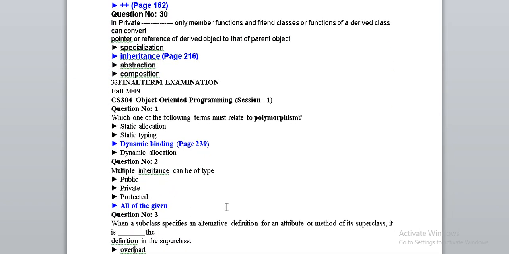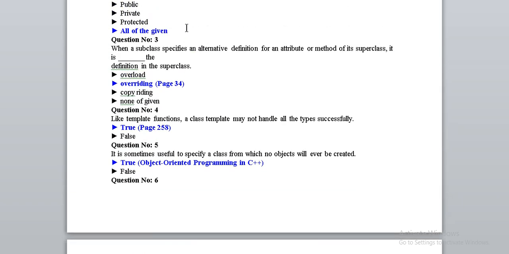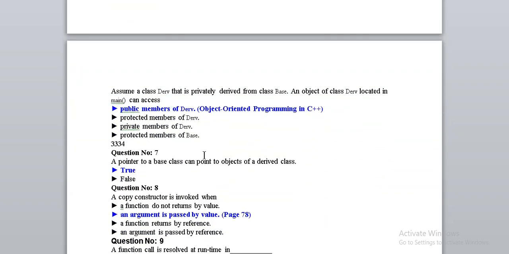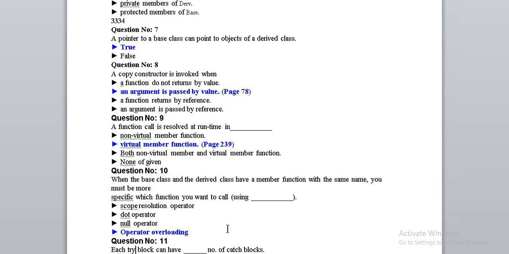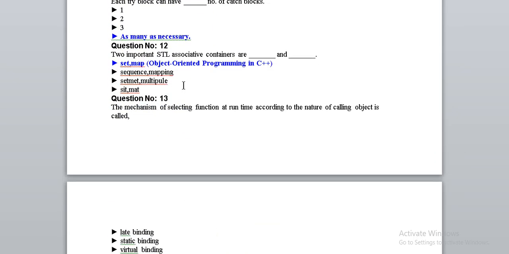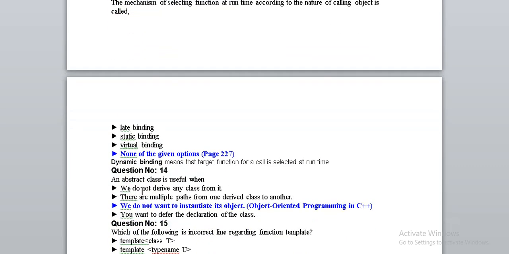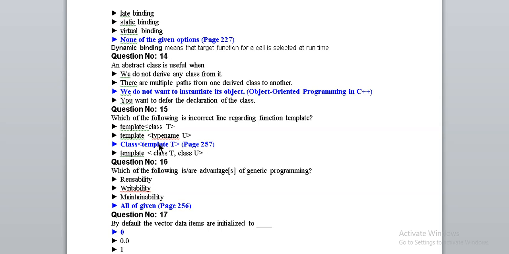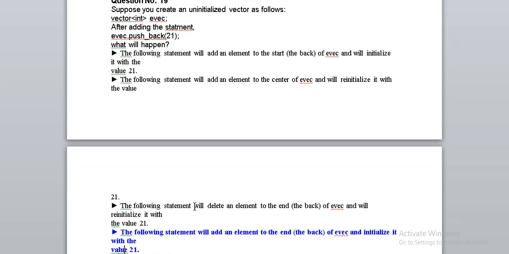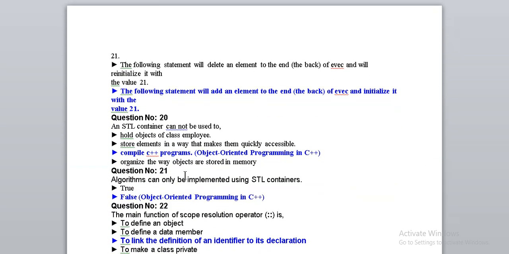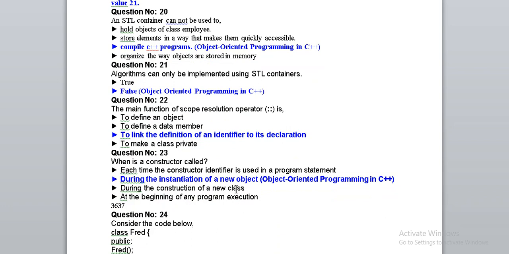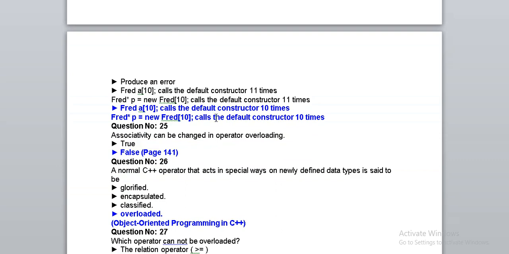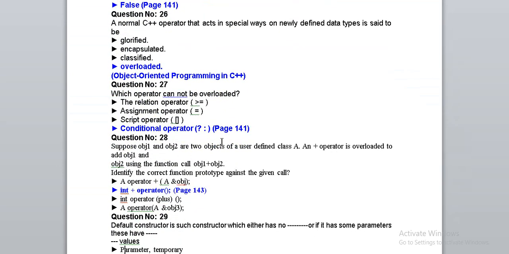Dynamic binding, all of the given. Overriding, true. Public member of derived, true, an argument passed by value. Virtual member function, operator overloading, as many as necessary, set and map. None of the given options, we do not want to instantiate its object. C, all of the given, 0. Size is the correct option. Compile a C++ program, false, to link the definition of an identifier to its declaration during the instantiation of a new object. Overloaded conditional operator, int plus operator.